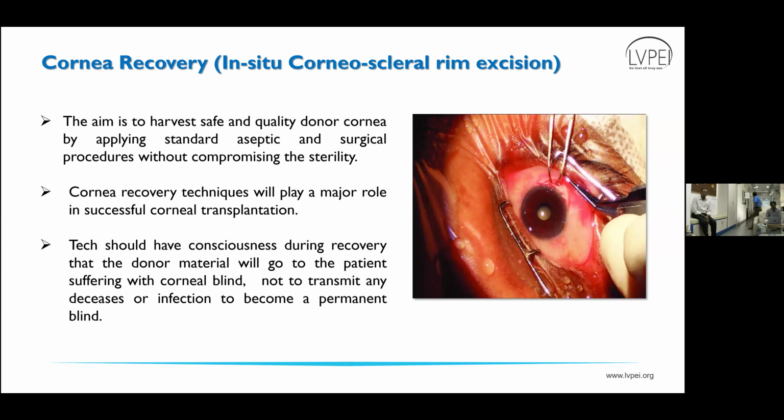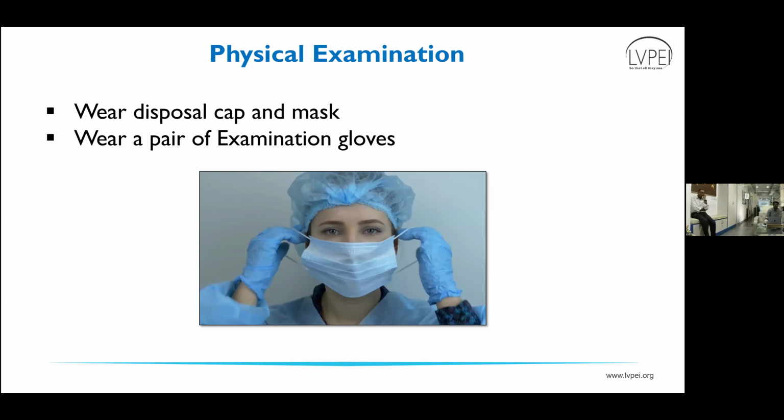Technicians should be conscious during recovery that the donor material will go to a patient suffering with corneal blindness, so we must make sure not to transmit any disease or infection that could make the patient permanently blind. As quality donor tissue largely contributes to the surgery's success, it is important to implement all the procedures correctly. It calls for the adoption of aseptic measures, use of quality surgical instruments, and appropriate tissue harvesting techniques.